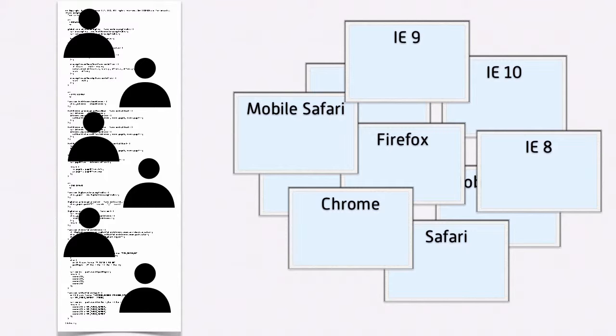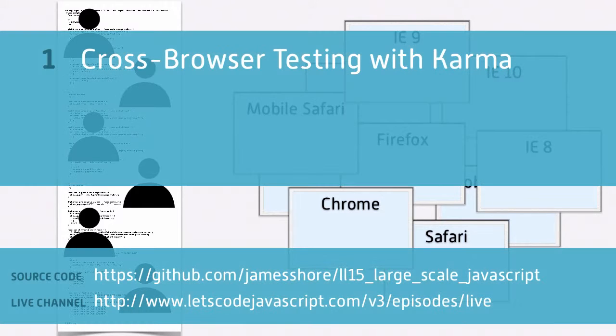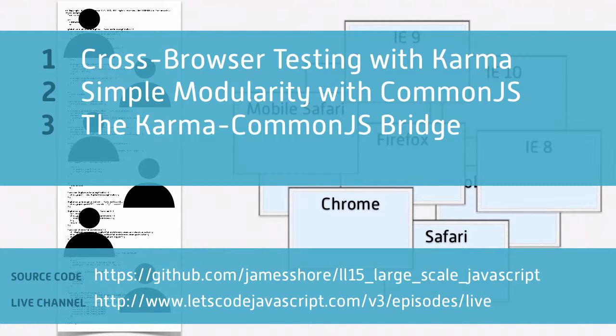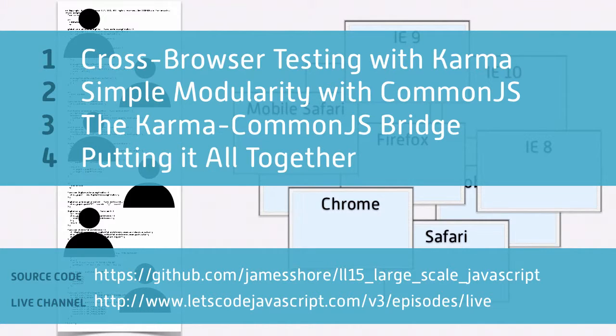I've got 4 brief chapters for you. First, we're going to look at using Karma to solve the cross-browser testing problem. Second, we'll review CommonJS modules and Browserify so we can solve the modularity problem. Third, I'll show you the Karma CommonJS bridge I developed to make those tools work together. And last, we'll look at a cheat sheet for putting it all into practice on your own projects.